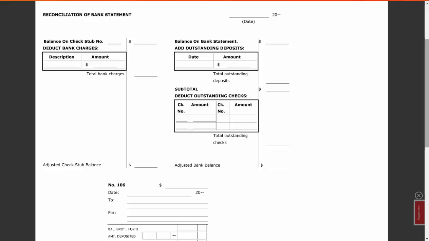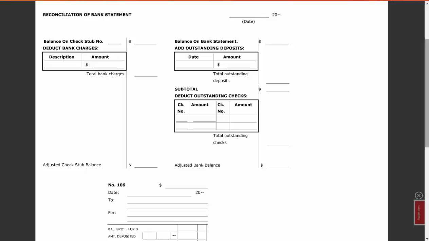So on the left-hand side of this bank reconciliation, you can see that it says balance on check stub. So on this side, we're going to adjust our books to make it match the bank. This side right here says balance on bank statement. This is where we adjust the bank's balance. And the goal at the end is we have to get these two numbers to equal. If these two numbers don't equal, we haven't done it correctly.